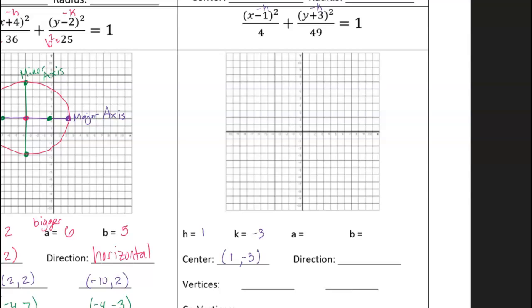one of the major issues that students have. They immediately think, oh, the A is the first fraction. No, A is always your bigger denominator. So here, our bigger denominator is 9. That means A squared is equal to 49, so our A value is 7. And therefore, this 4 must be what B squared is equal to. So our B value is 2.